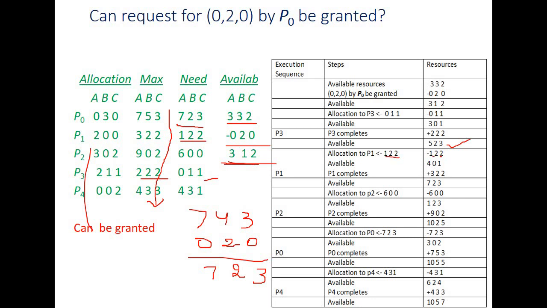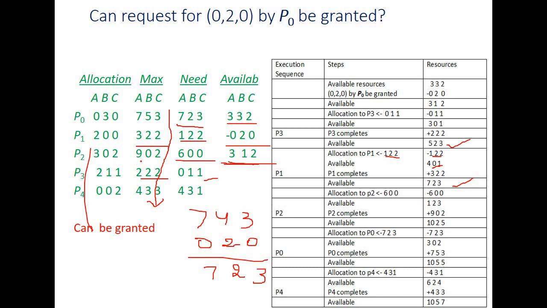So 122 are allocated to 523. The balance will become 401 after allocation of 122. When P1 completes its execution, it will release 322 resources. So 322 were released. Available resources are 723 now. So allocation for P2 is carried out, 600. Now balance in hand is 123.